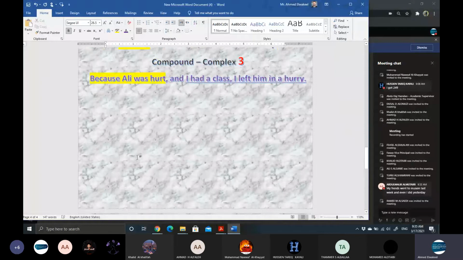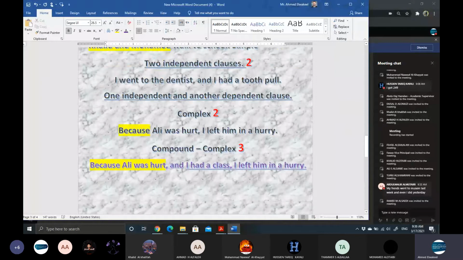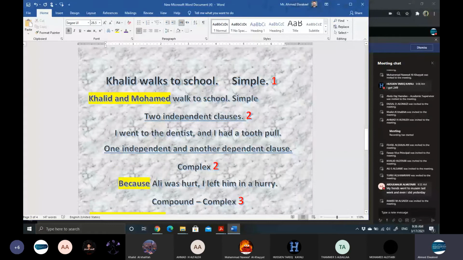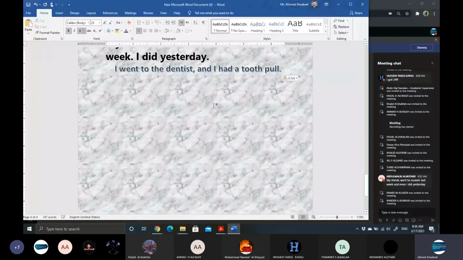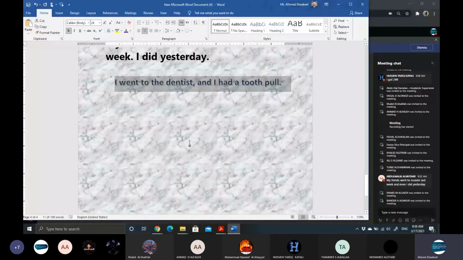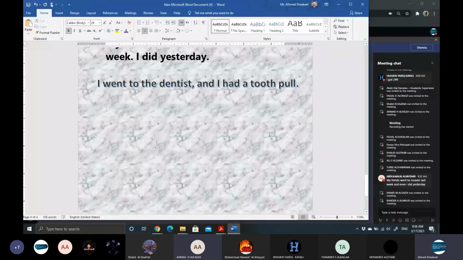So I need you right now, guys. For example, the compound sentence that we took: I went to the dentist and I had my tooth pulled. Can someone please tell me how many sentences we have here? How many sentences are there in this example? I went to the dentist and I had a tooth pulled.